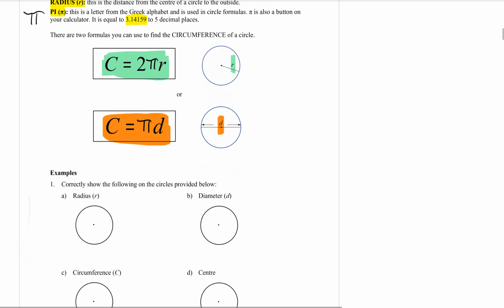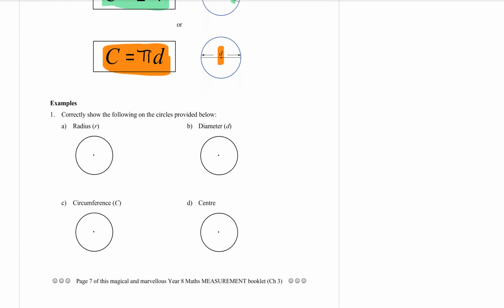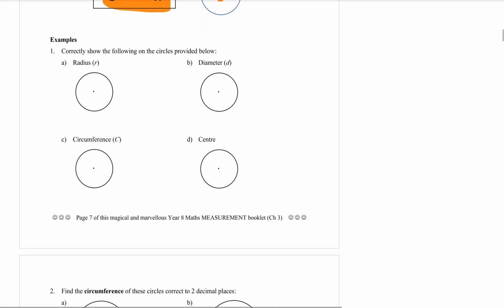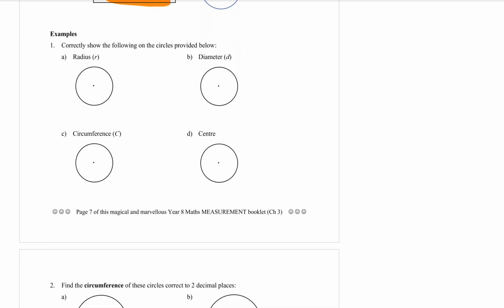Okay, now before we jump into finding circumference, let's just practice identifying radiuses and diameter and some of the terms that we need to know. So question number 1 here in the example. Correctly show the following on the circles provided below. So first of all, a radius, r. So the radius is from the center of the circle out to the edge, so like that, little r, that's the radius. A diameter goes from one side of the circle through the center.